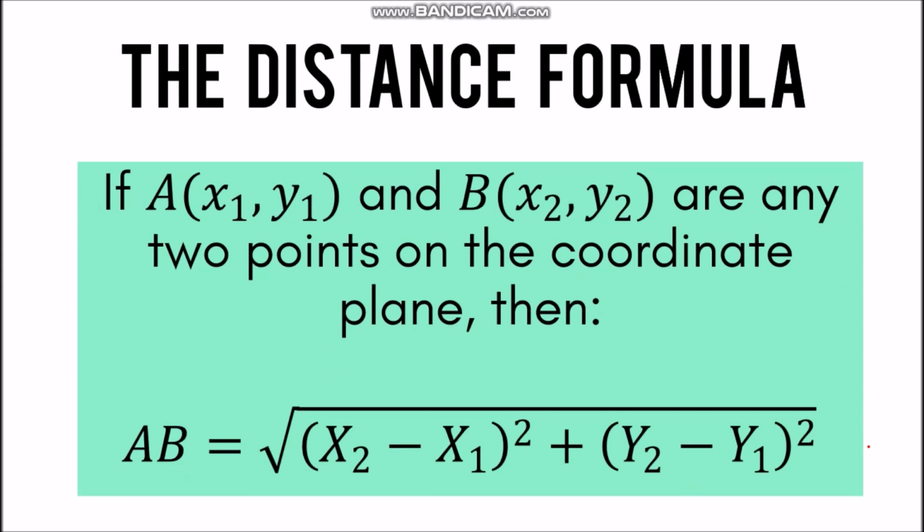So if A, which is noted as x sub 1, y sub 1, and B, which is x sub 2, y sub 2, are any 2 points on the coordinate plane, then AB will be equal to the square root of x sub 2 minus x sub 1 squared plus y sub 2 minus y sub 1 squared. So we will use this formula again if we want to get the distance between any 2 points on the coordinate plane.